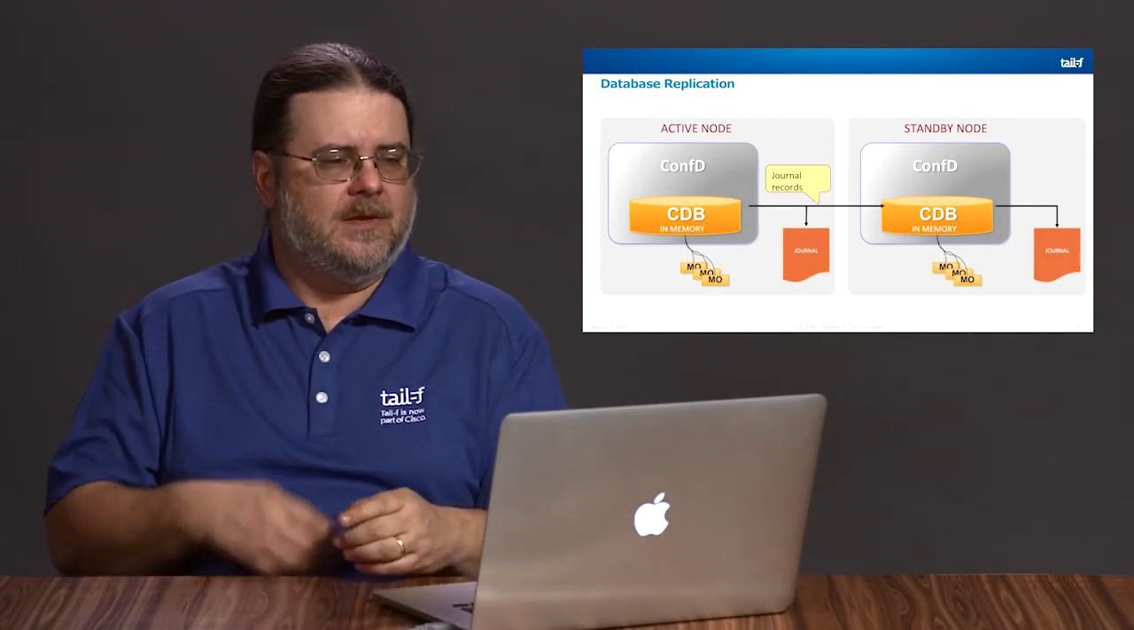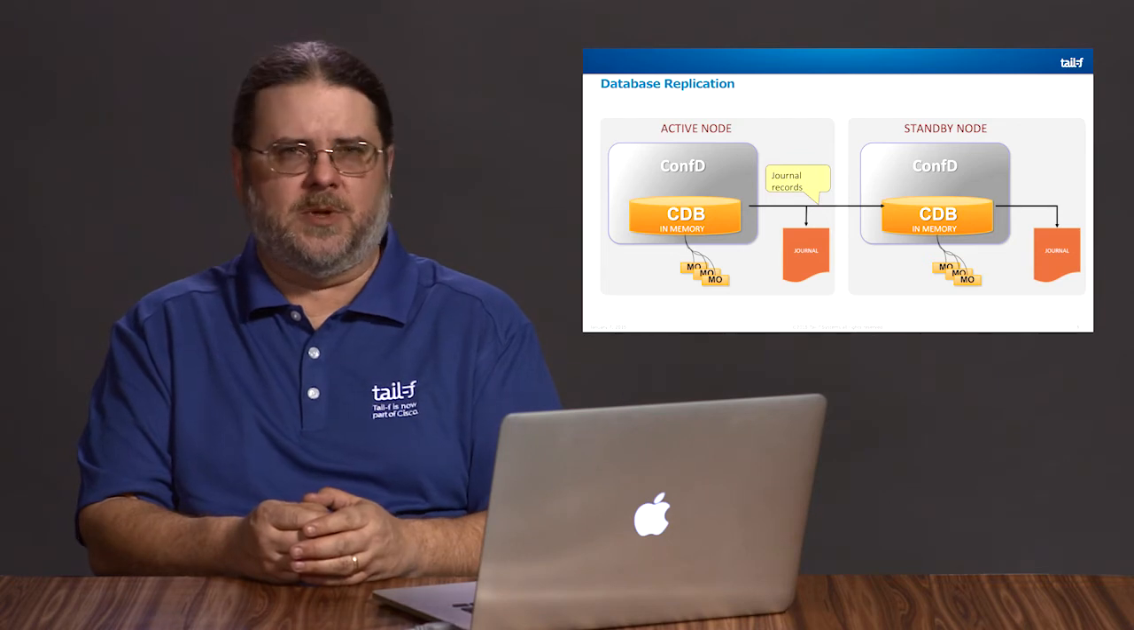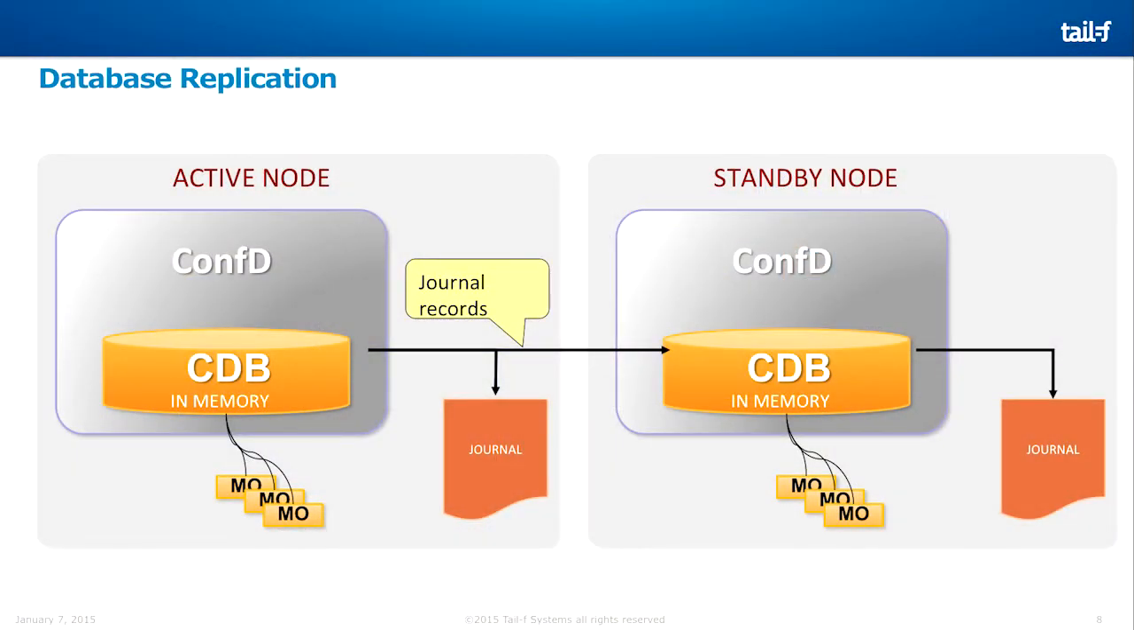Now, the database also supports replication. You can have one active and any number of standbys, and CDB can be replicated from the active ConfD to any standby nodes. There are some different options available for this replication. The replication can be synchronous or asynchronous. In asynchronous replication, a transaction is committing on the active node. The replication information, which is actually just the journal record entries for CDB, are sent to any standby nodes, and the transaction continues to commit on the active node.